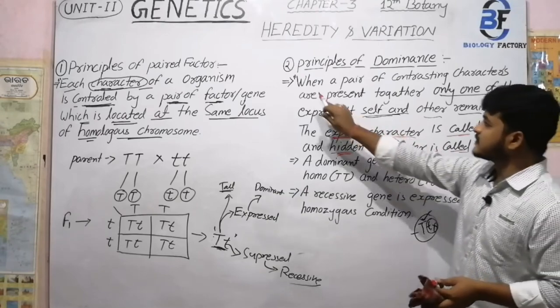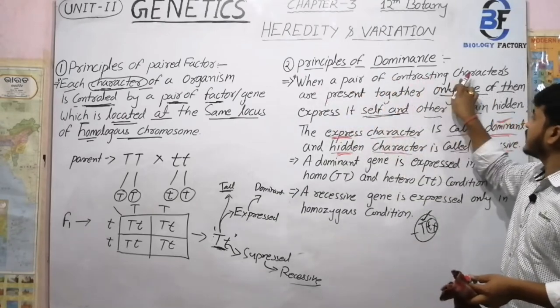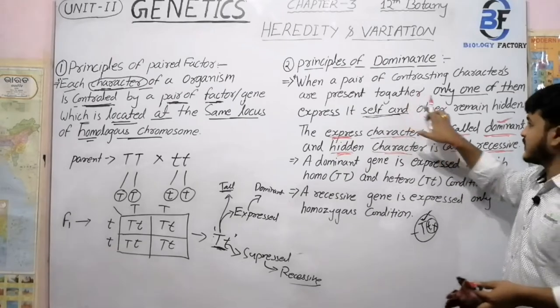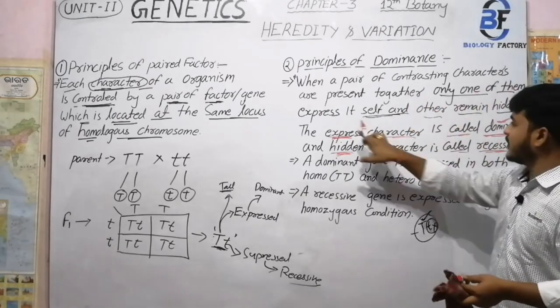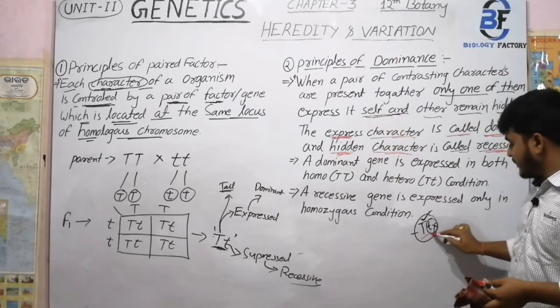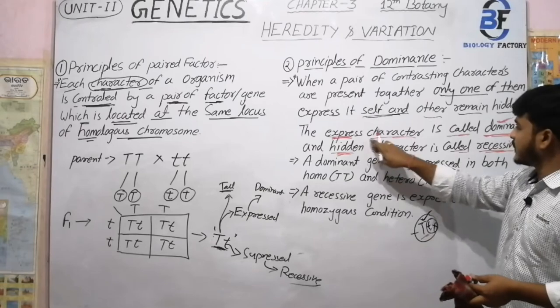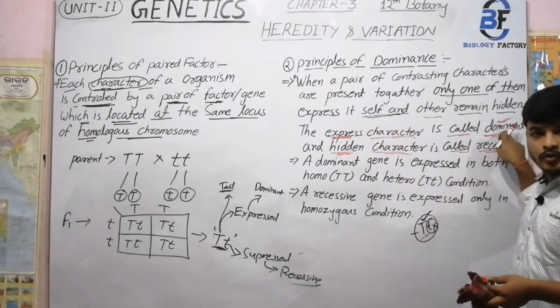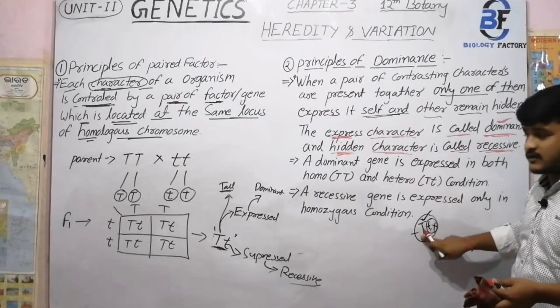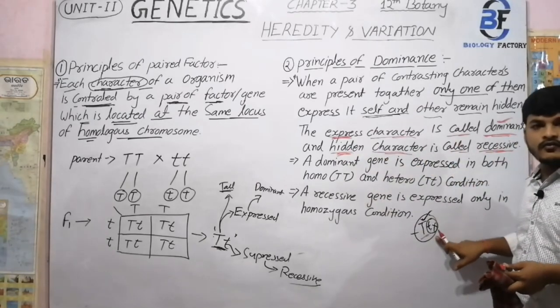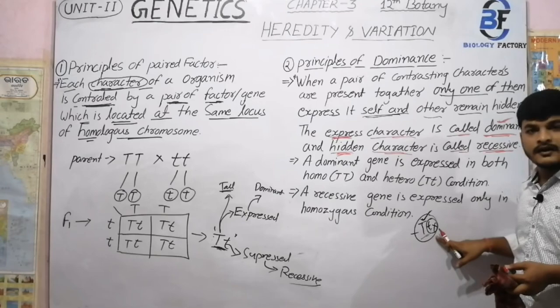So the result is that when a pair of contrasting characters are present together, only one of them expresses itself. Here the capital T is expressed. The expressed character is called the dominant, and the hidden character is called the recessive. The character which is hidden is always known as the recessive.